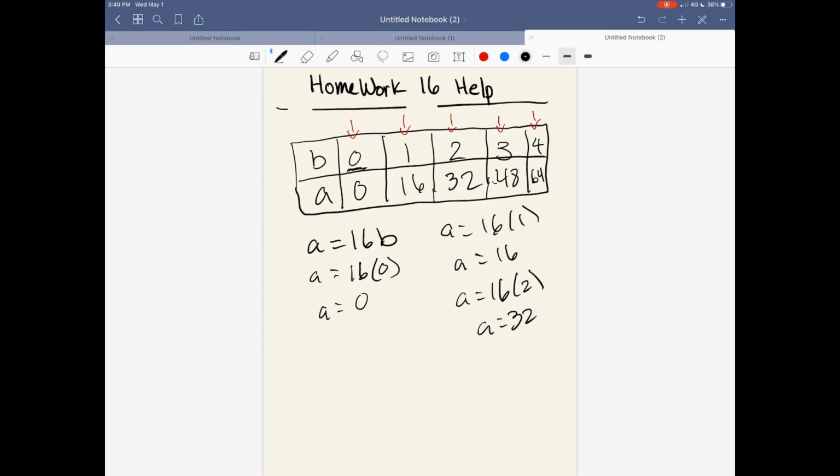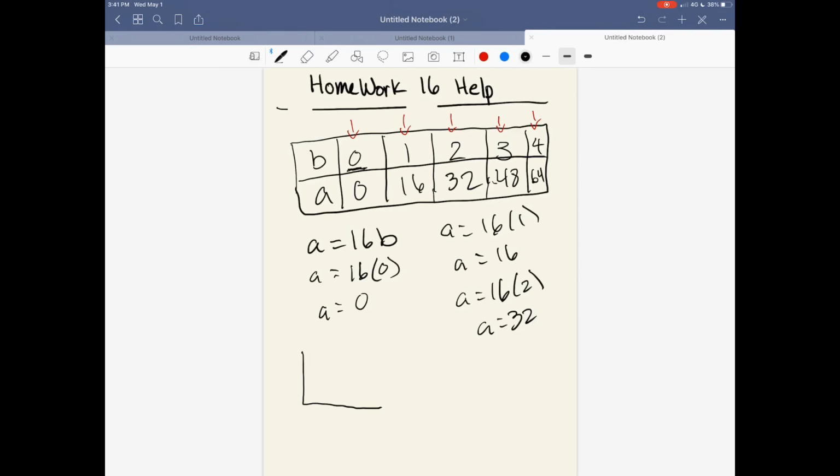Make sure I got the right answers. I don't want to lead you guys down the wrong direction. So 0, 16, 32, 48, and 64. Good. All right, now the second part of part A says to graph the function rule. Okay, so now it's actually multiple choice, so you won't have to manually graph the whole thing. You can just look at the graph and figure out which one makes sense.